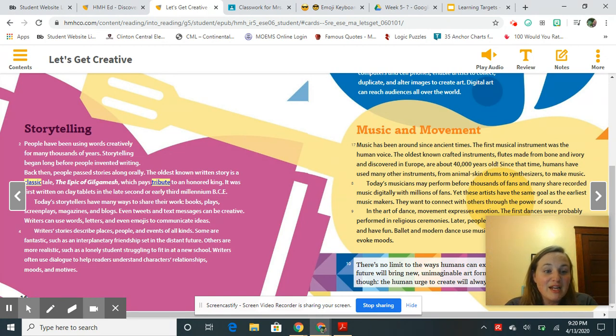Today's storytellers have many ways to share their work: books, plays, screenplays, magazines, and blogs. Even tweets and text messages can be creative. Writers can use words, letters, and even emojis to communicate ideas. Writers' stories describe places, people, and events of all kinds. Some are fantastic, such as an interplanetary friendship set up in the distant future. Others are more realistic, such as a lonely student struggling to fit in at a new school. Writers often use dialogue to help readers understand characters' relationships, moods, and motives.